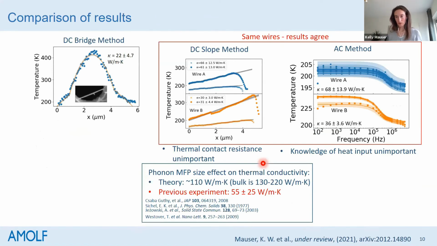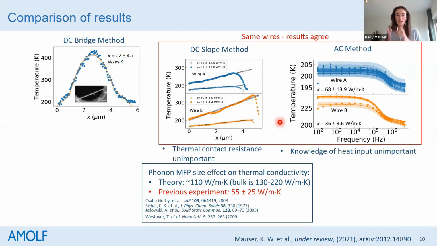So to compare all of our results, we have first our DC bridge method, we have our DC slope method, and our AC method. The DC slope method has this advantage over the first method I talked about because the thermal contact resistance isn't important. And for this final method I spoke about, the knowledge of the heat input isn't important compared to these other two methods. And we measured the same wires using these two methods because they could use the same geometry, and we got very good agreement between the thermal conductivity.